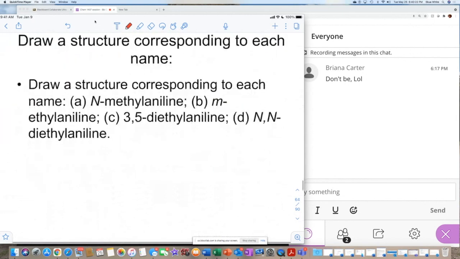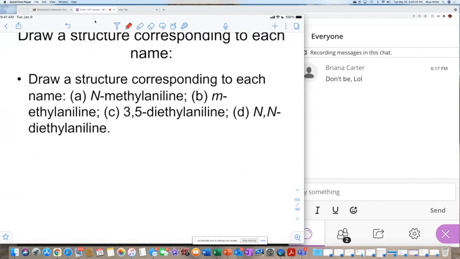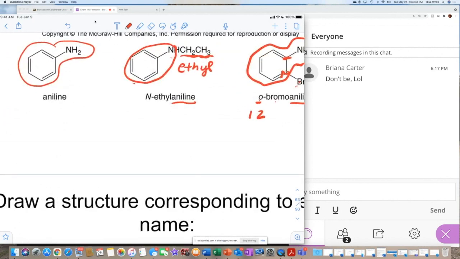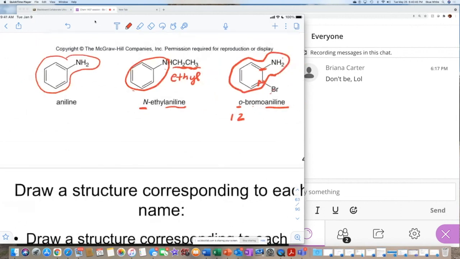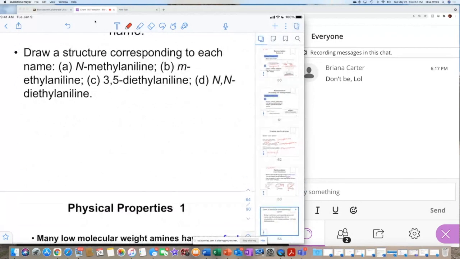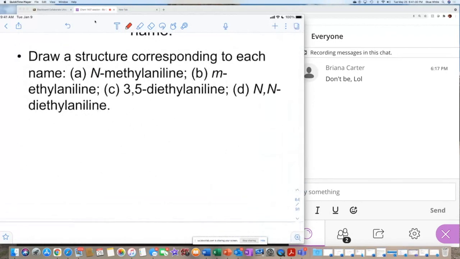Right there. Okay. Now I noticed that they did something when I was naming this, I was wondering. Whenever the side group is part of the nitrogen, they put the letter N to tell you the side group is actually on the nitrogen versus the benzene ring. When the side group is on the benzene ring, they're using the letters O, P, or M, right? Ortho, para, or meta. So here we're being asked to draw the corresponding amines. So let me start with this first one.